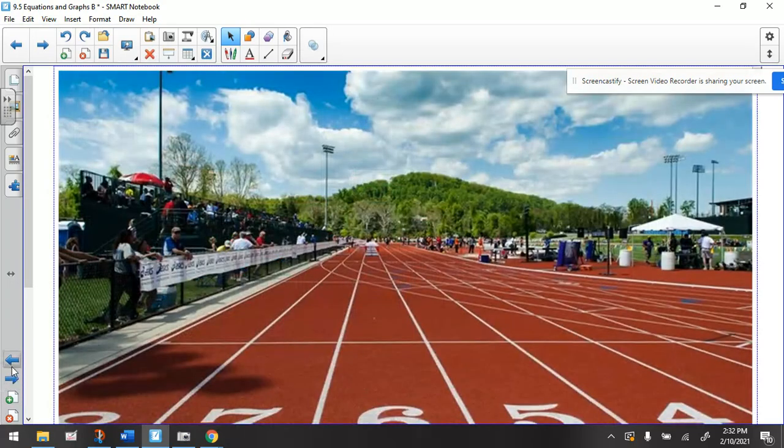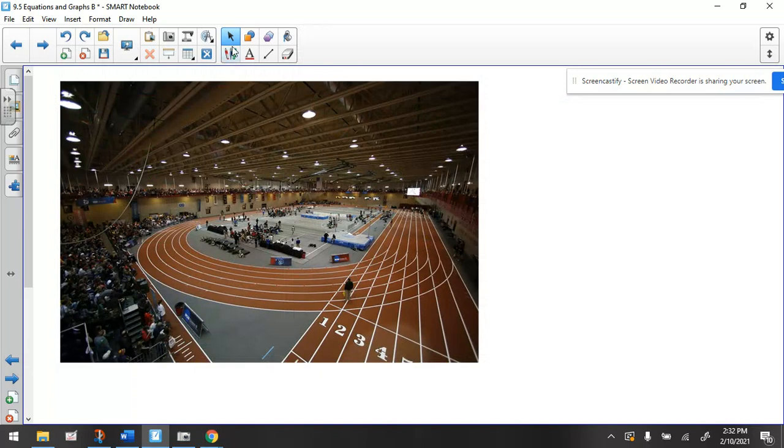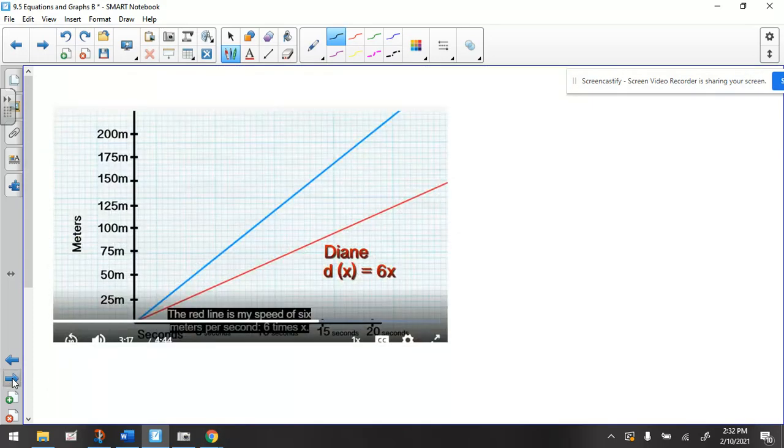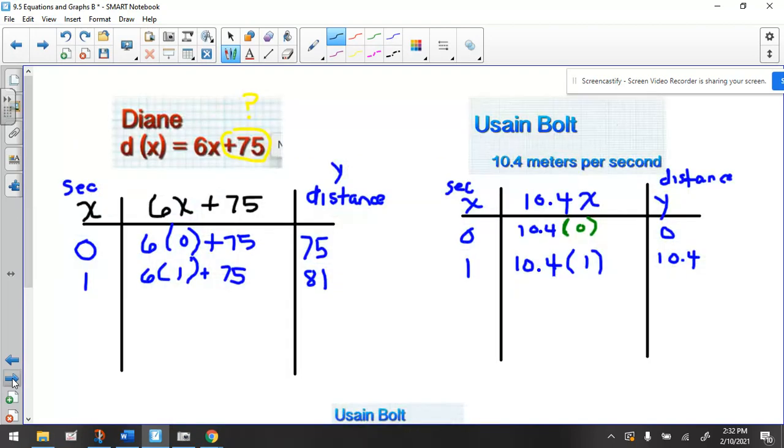So, if he's starting back here, let's see, he's in lane number 3. She's saying 75 meters, so if she's in lane 4, if she gets that 75-meter advantage and she starts here, that's not enough. All right, so what's a way that we can figure this out?